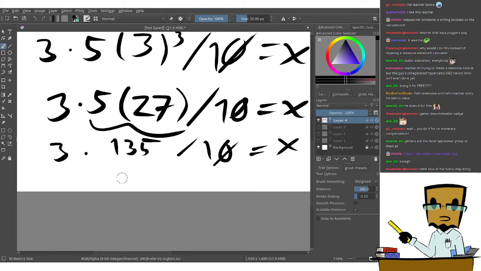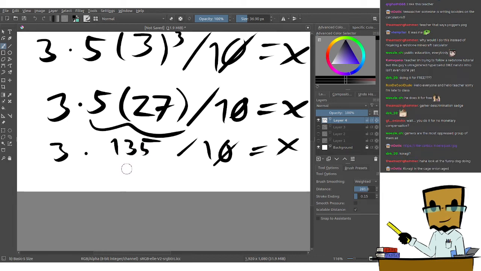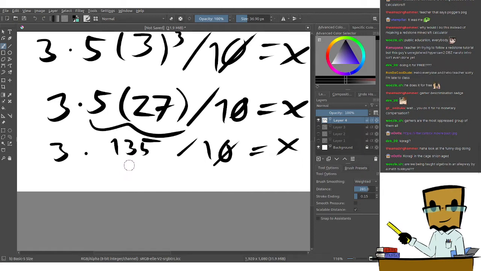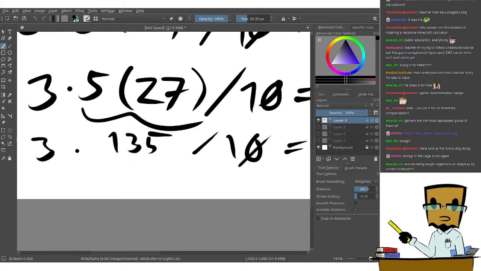It's a completely different dog. Look at the funny dog. No. Why are you being taught algebra in an alleyway by a math hobbyist? Because it's fun. Hey, kid! I want to have some fun with algebra!